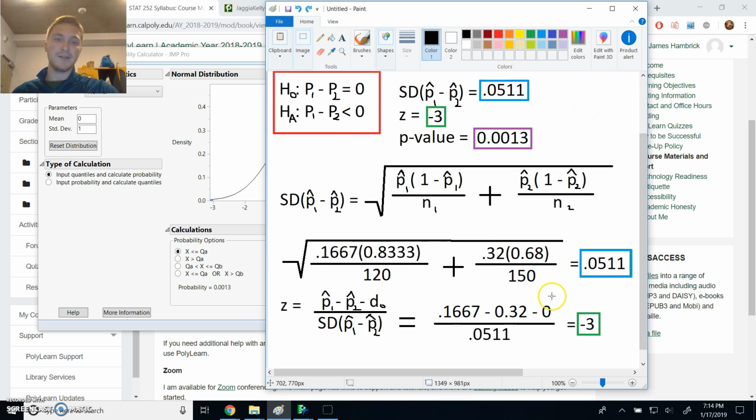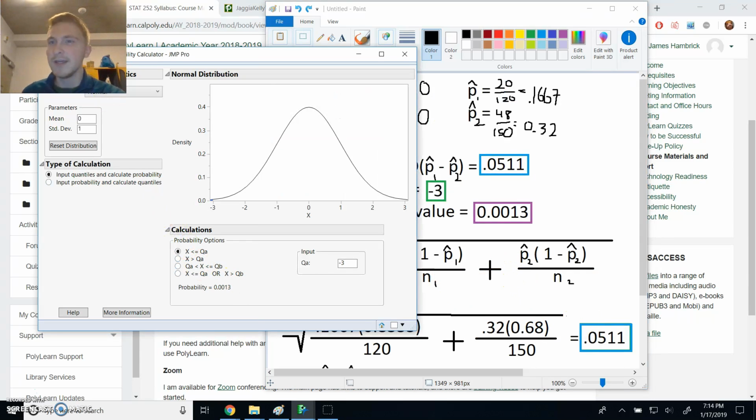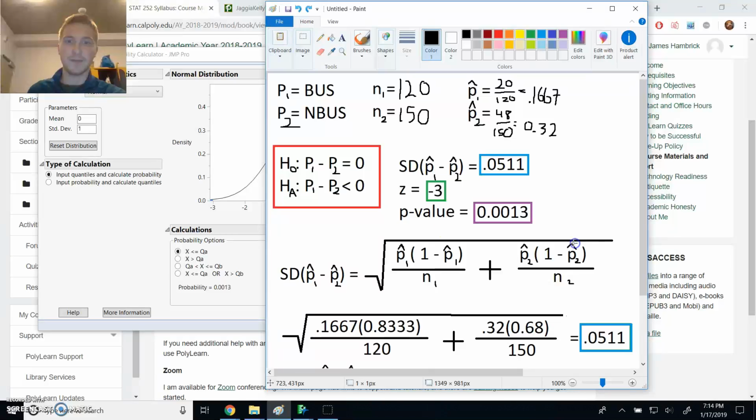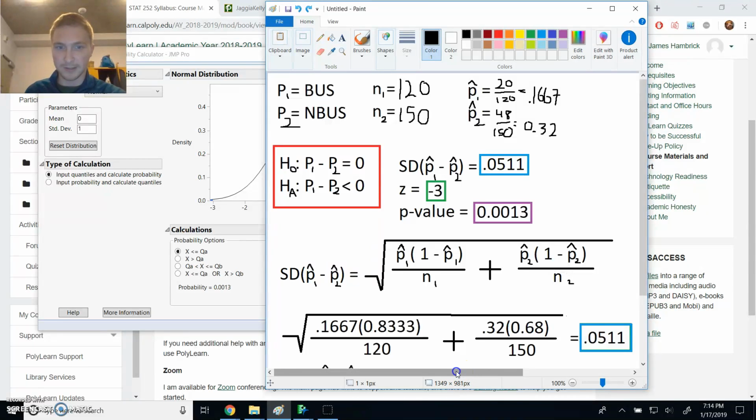Once you've gotten your standard deviation for the difference of the two proportions, you can compute your test statistic. The formula from the workbook is here: the difference between the two proportions minus the hypothesized difference, over the standard deviation. Plug it in, you get -3. So now we need to find the p-value. We go over here to the distribution of probability calculator and plug in -3 right here. It's a left-tailed test because the alternative hypothesis says less than. Plug it in, we get our p-value of 0.0013, and now we have everything to do a conclusion.